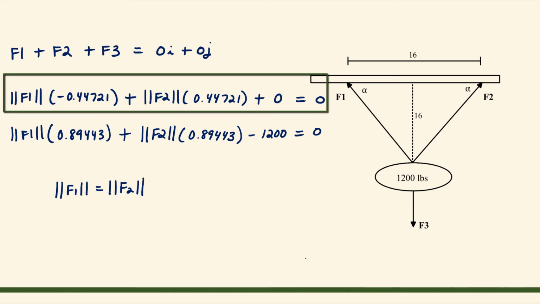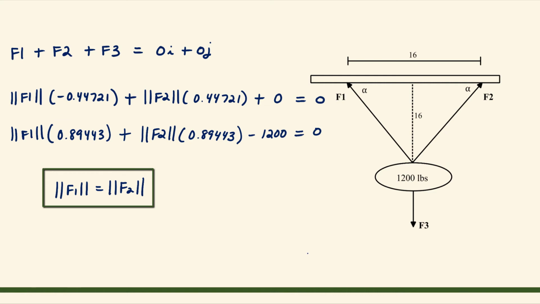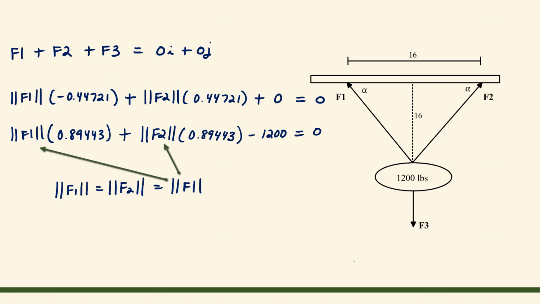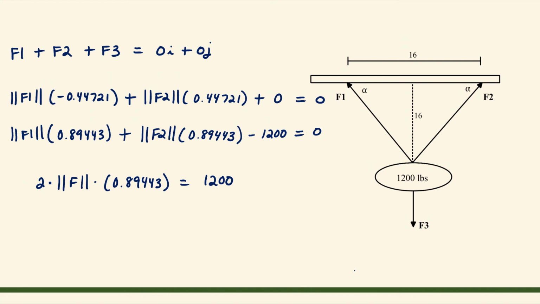Our first equation will yield the result that the magnitude of force vector F1 equals the magnitude of force vector F2. We now give this magnitude a common name, say magnitude of force vector F, and we will substitute that into equation 2 for the magnitude of F1 and also the magnitude of F2. Making those substitutions and adding 1200 to both sides of the equation, we now have 2 times the magnitude of force F times 0.89443 equals 1200.